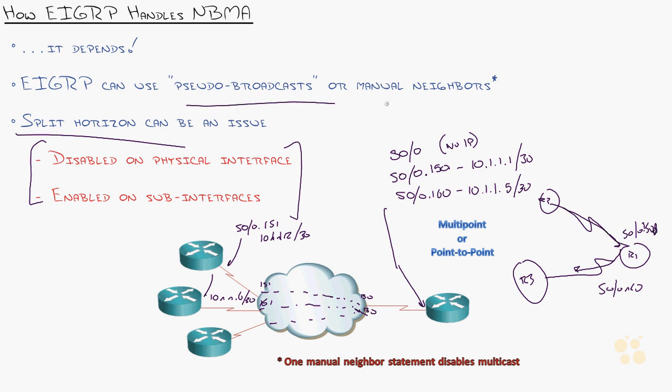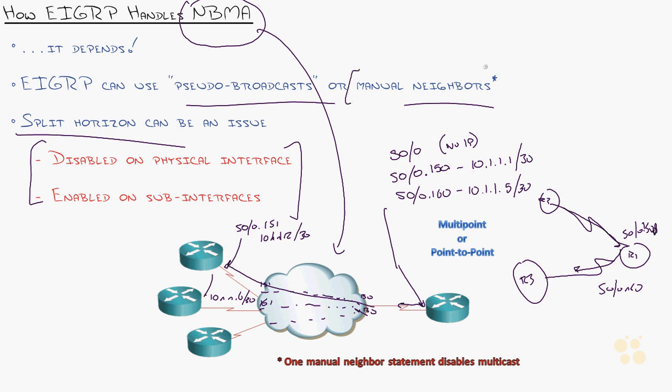Last thing, I forgot to mention this bullet. EIGRP can use pseudo-broadcast, meaning this frame relay network type is non-broadcast multi-access, right? So it's kind of like it denies broadcast, which is true, but EIGRP can send pseudo-broadcasts, essentially a multicast message that goes straight across that cloud and reaches the other side, pretending to be broadcast and forming neighbor relationships.